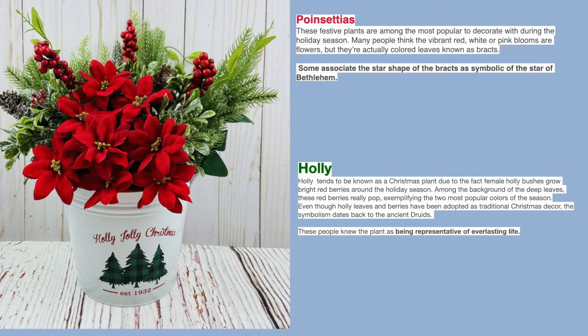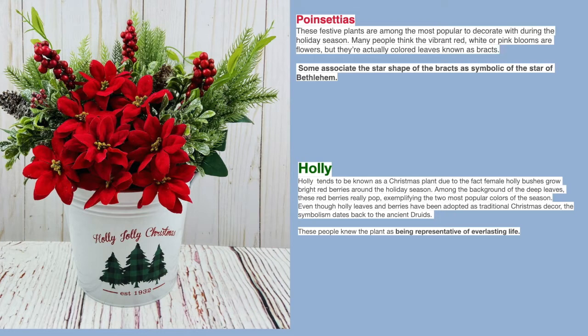So since I developed this lecture in December at Christmas time, I thought I would take a look at poinsettias and holly too. The poinsettia was interesting because what I thought were petals are actually colored leaves known as bracts. It blooms at Christmas time, but it also is a symbol of the Star of Bethlehem with the star shapes in the petals.